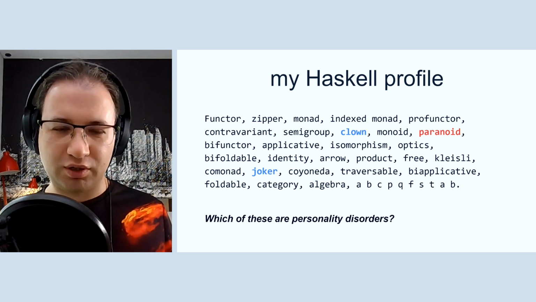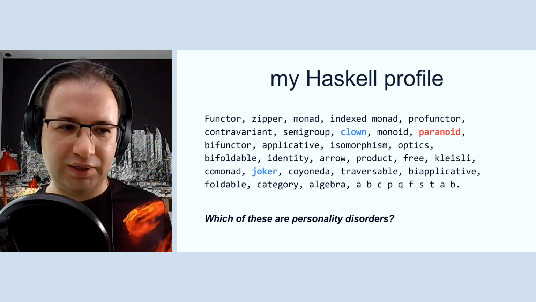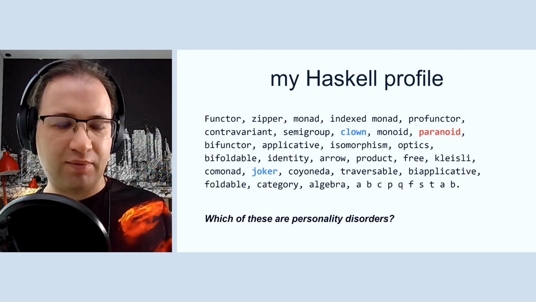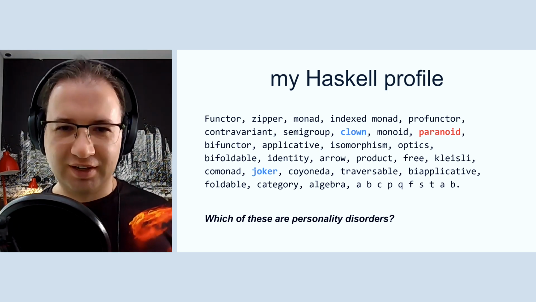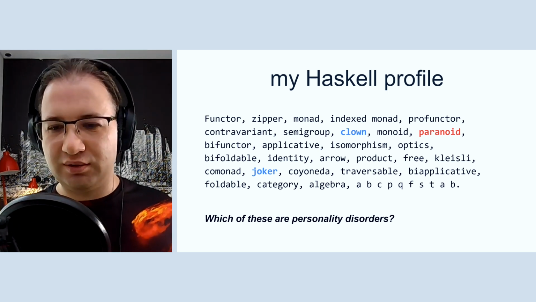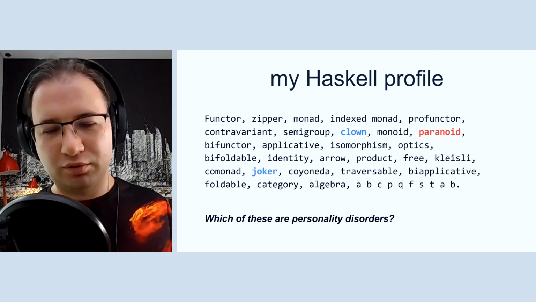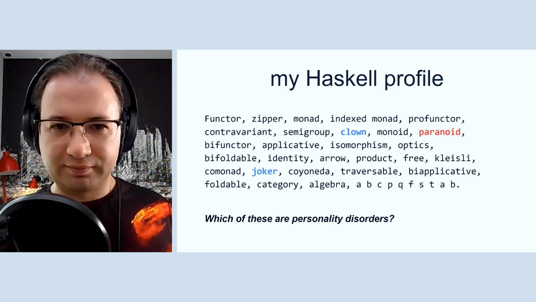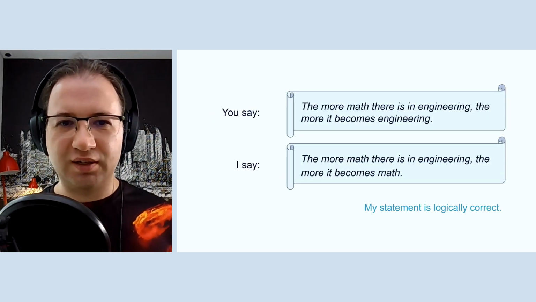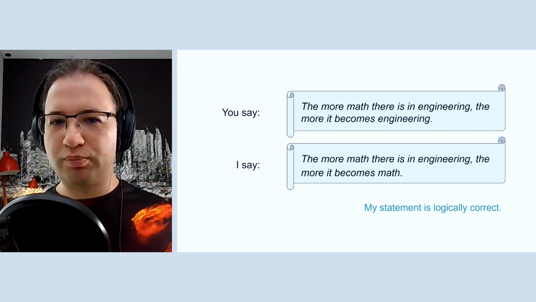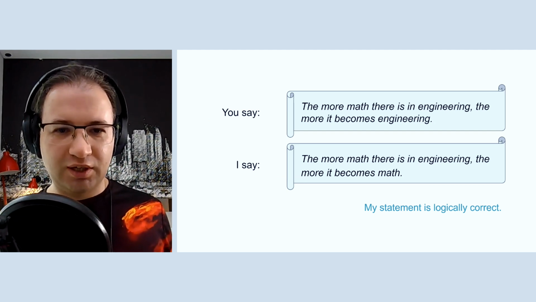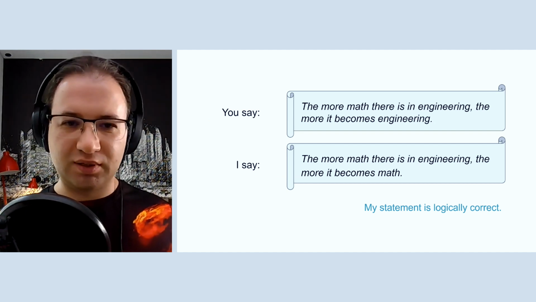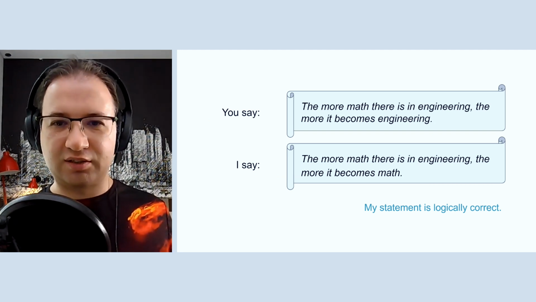funnily enough, clown and joker are two terms from, I don't quite remember, abstract algebra or category theory, and they exist in some Haskell libraries as notions. Again, that's kind of a joke, but still people use it for some reason. I don't know what those things do, but they exist as programming notions. So people may say, the more math there is in engineering, the more it becomes engineering. My answer to that: the more math there is in engineering, the more it becomes math. My statement is at least correct and doesn't contradict itself.